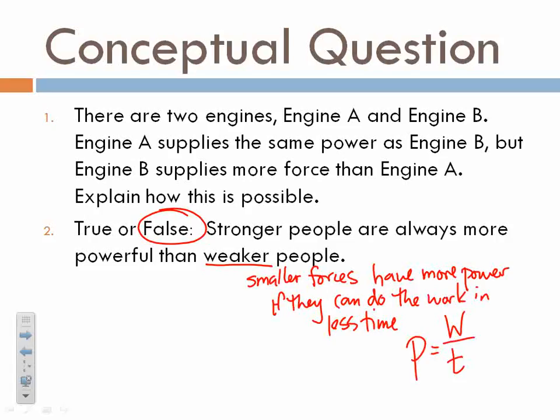So as long as time gets smaller and smaller and smaller, then power will get bigger and bigger and bigger. So if a small person can do the same amount of work in a smaller amount of time, then they're going to have more power than a stronger person with more force. All right, so there you go.